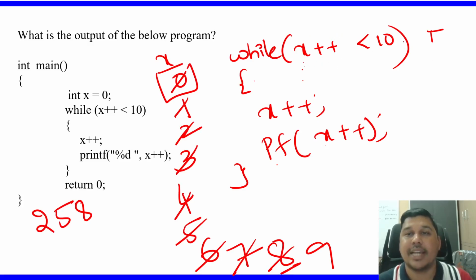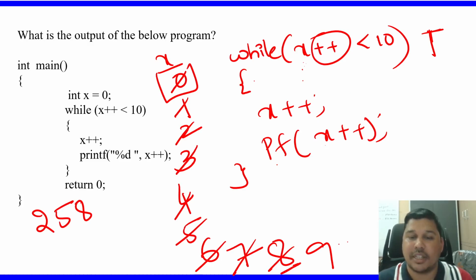X plus plus less than 10. Plus plus you do it later. What is X value? 9. 9 less than 10, it is true. But before you enter, you complete this plus plus. It becomes 10. Then inside you have another X plus plus. It becomes 11. Then printf X plus plus.